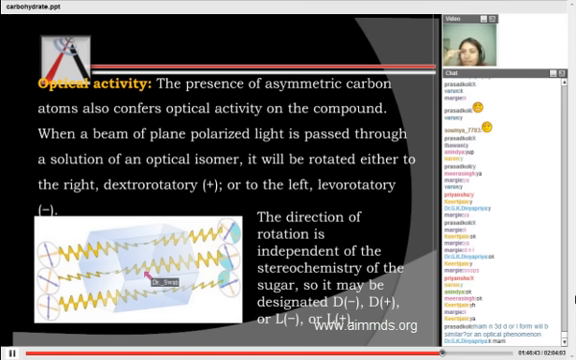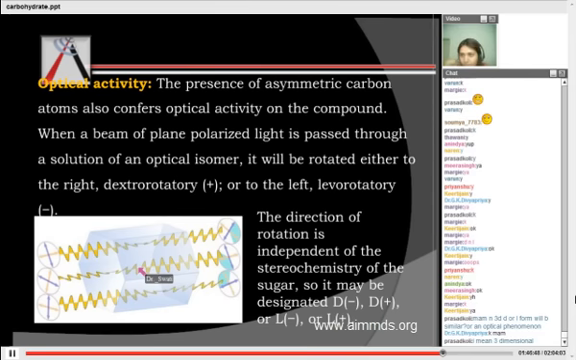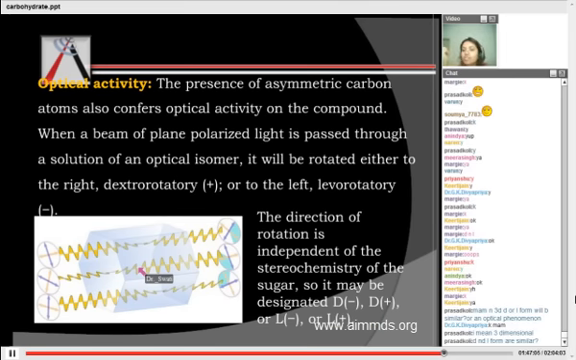Prasad asks: Ma'am, will the D or L form be similar to an optical phenomenon? I'm not getting you, Prasad, actually. See, the D and L form is a separate isomerism in total, and optical isomerism is a separate isomerism in total. Optical isomerism is independent of that D and L isomerism.